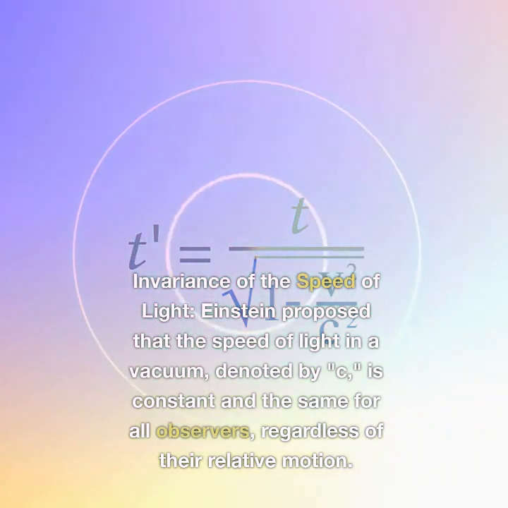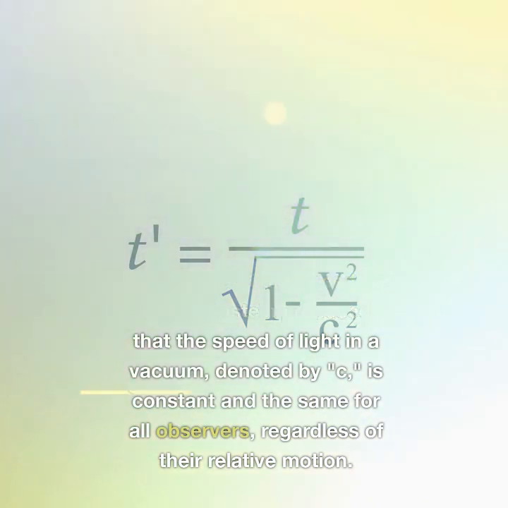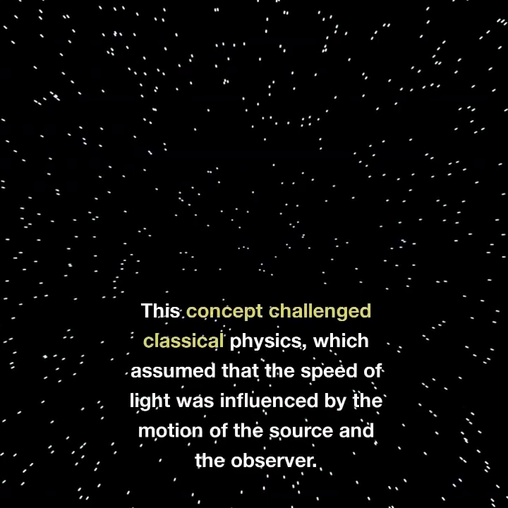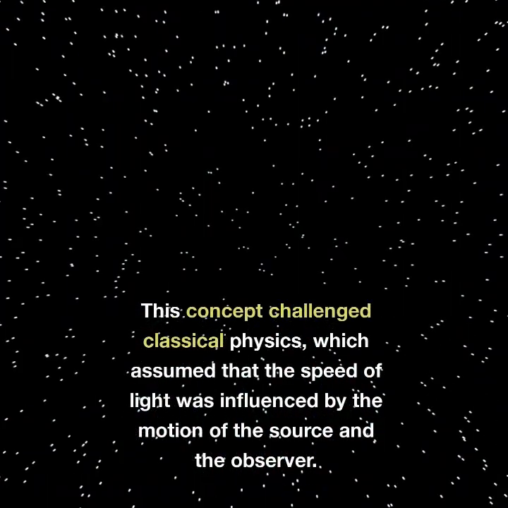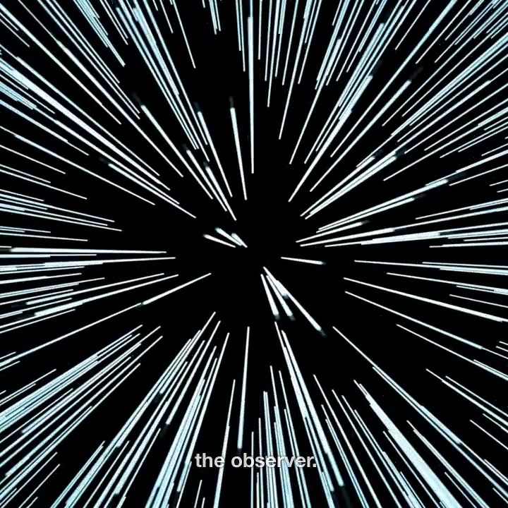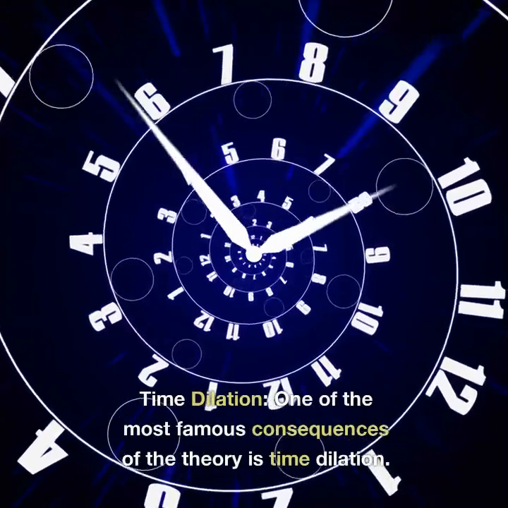2. Invariance of the speed of light. Einstein proposed that the speed of light in a vacuum, denoted by c, is constant and the same for all observers, regardless of their relative motion. This concept challenged classical physics, which assumed that the speed of light was influenced by the motion of the source and the observer.